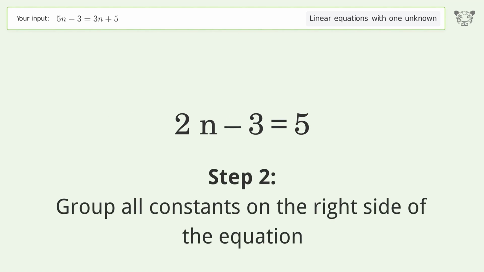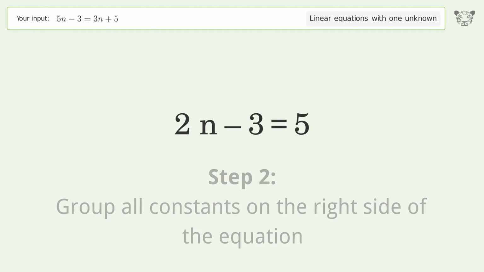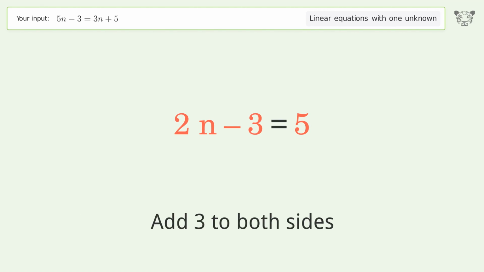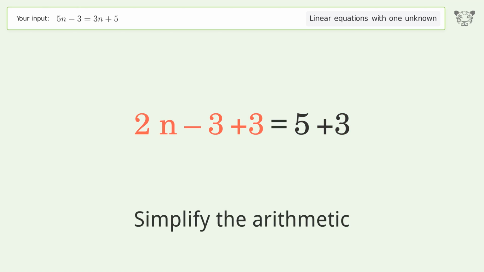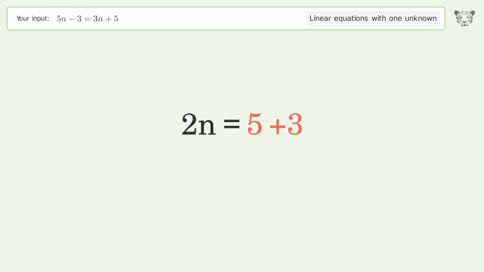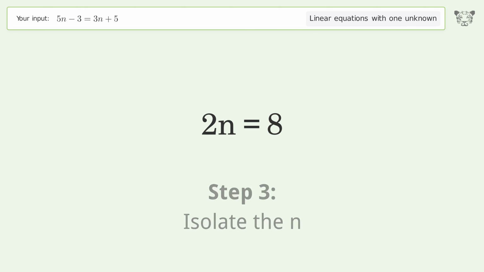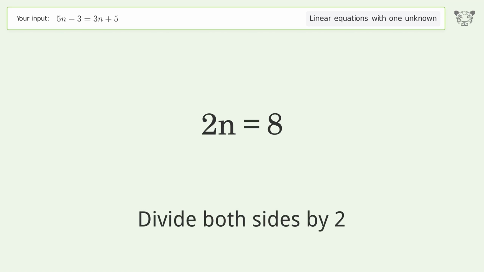Group all constants on the right side of the equation. Add 3 to both sides. Simplify the arithmetic. Isolate the n. Divide both sides by 2.